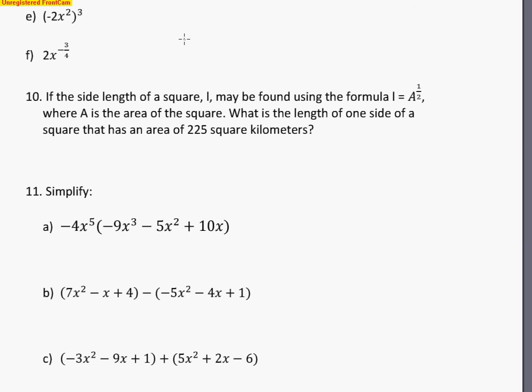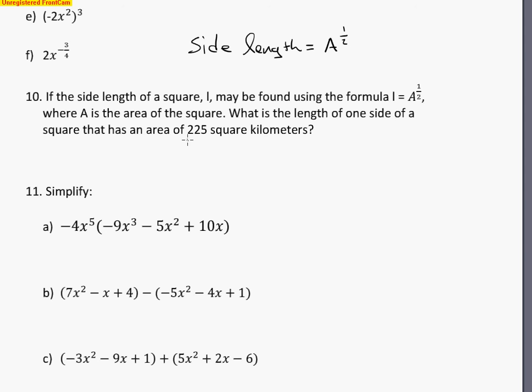All right, 10. If the side length of a square is l, it may be found by using the formula l equals a to the 1/2. So basically, if I wanted to rewrite that, they're saying side length equals area to the 1/2, where a is the area of the square. What is the length of one side of the square that has an area of 225 square kilometers?